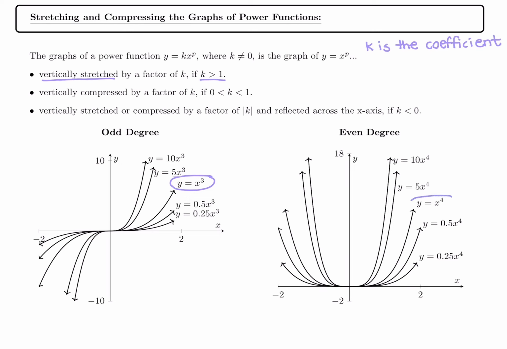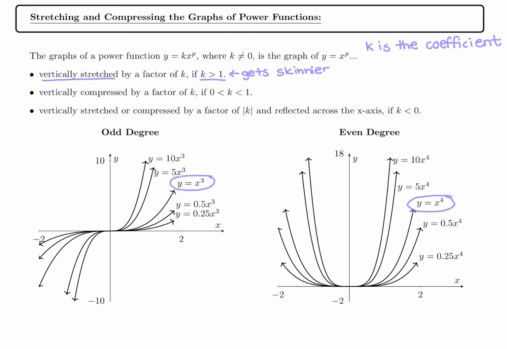If we look at the parent function over here, x to the 4th, if we make that 5x to the 4th, the graph becomes more narrow. If we make it 10x to the 4th, it's even more narrow than that. So having a number bigger than 1 out front vertically stretches the graph. It's like we pull it up, it gets skinnier, is how we think about vertical stretch. It gets skinnier or more narrow from having a coefficient bigger than 1 out front of the power function.